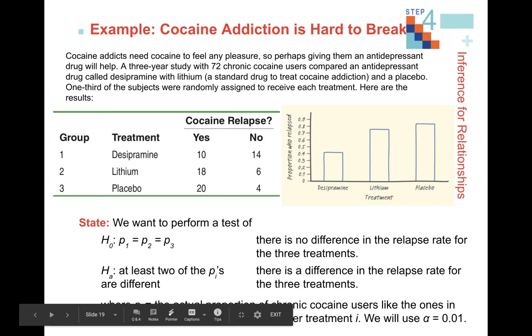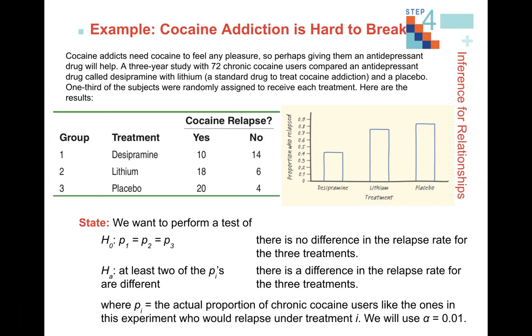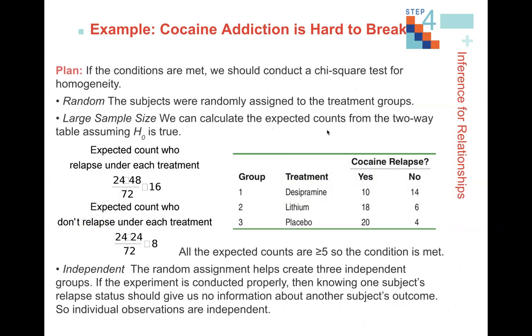And then define what your Pi's are, where Pi is equal to the actual proportion of chronic cocaine users, like the ones in this experiment, who had relapsed under treatment i. And then we will use alpha equals 0.01. Plan: if the conditions are met, we should conduct a chi-square test of homogeneity. Again, you can just call this the chi-square test if you want.